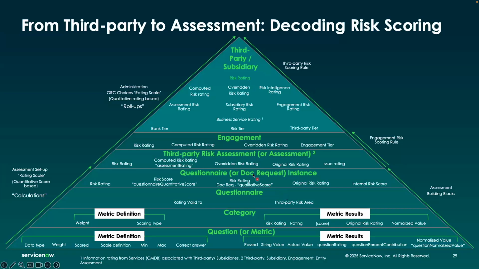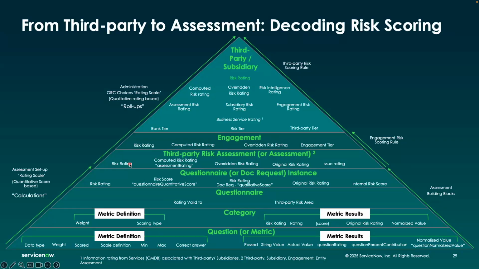All right, moving on. Assessment, third party risk assessment record, VRAs. The third party risk assessment record has the following attributes: risk rating, computed risk rating, overridden risk rating, original risk rating, and issue rating. This is your third party risk assessments table, SN underscore VDR underscore risk underscore ASMT underscore assessment. Risk rating. The risk rating on the third-party risk assessment is for that single assessment only. It is a calculated value.